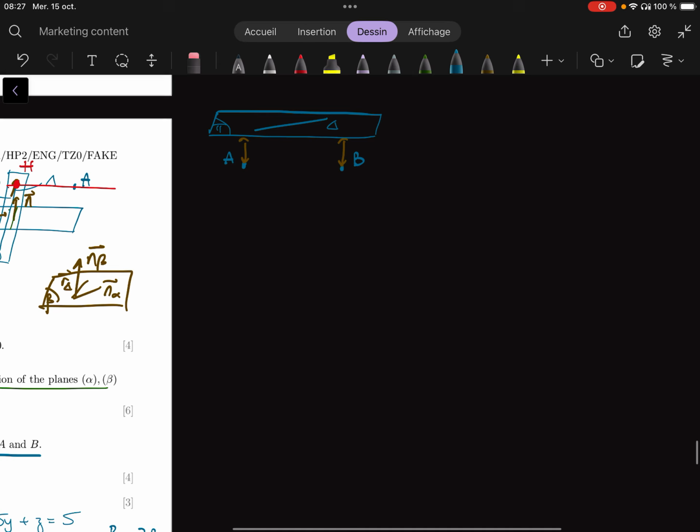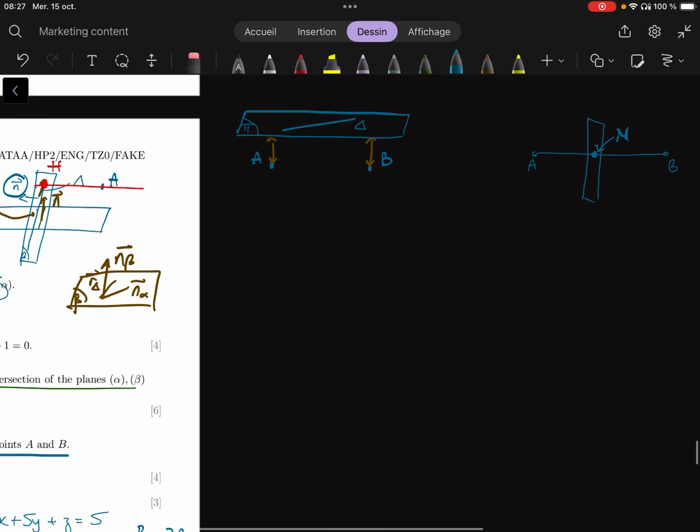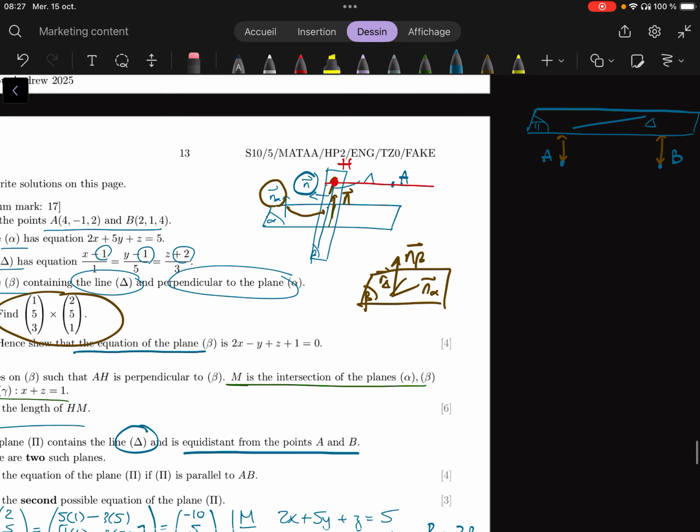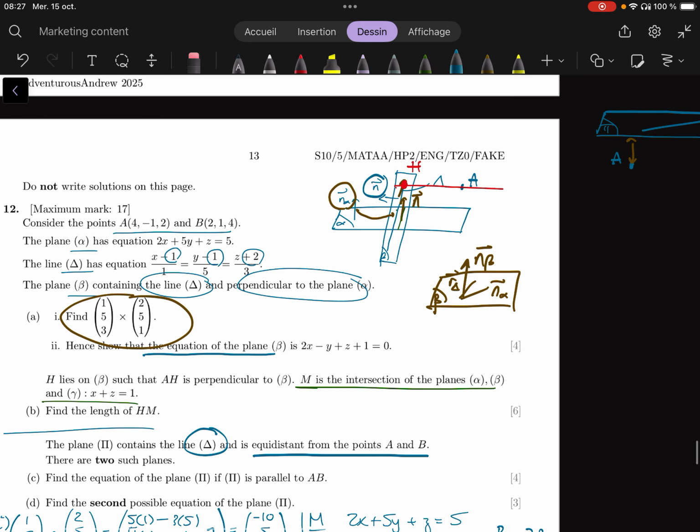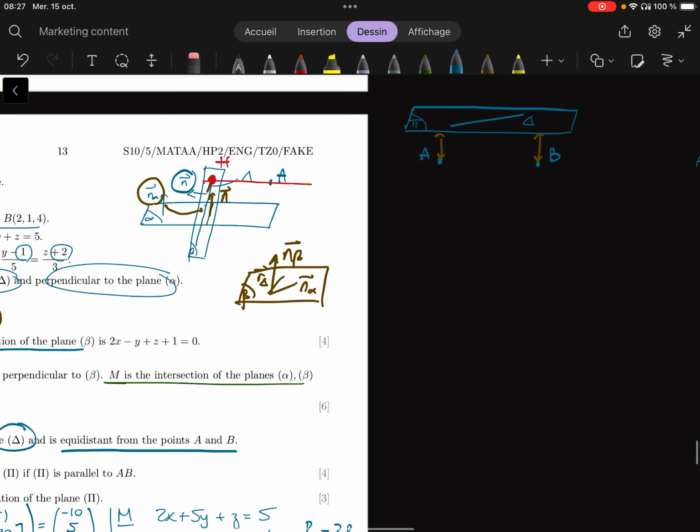So this is going to be part C. This is not the only possible arrangement. We can also have the plane perpendicular to AB, where the point of intersection between AB and the plane is, let's call it N, the midpoint of AB. It is the equivalent of constructing a perpendicular bisector. So let's start with part C.